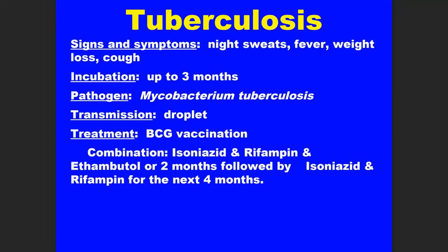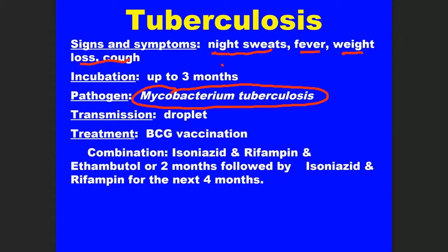Now, again, just to recap here, some important facts. The organism that causes this is Mycobacterium tuberculosis. If a person has primary tuberculosis, they're asymptomatic, they have no symptoms, but if it's secondary reactivated TB, the symptoms could include night sweats, fever, weight loss, and coughing, and the incubation time for this is 3 months or longer.